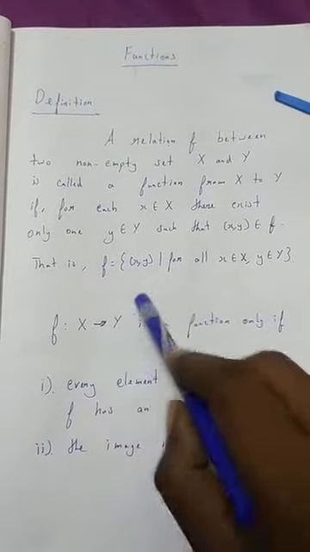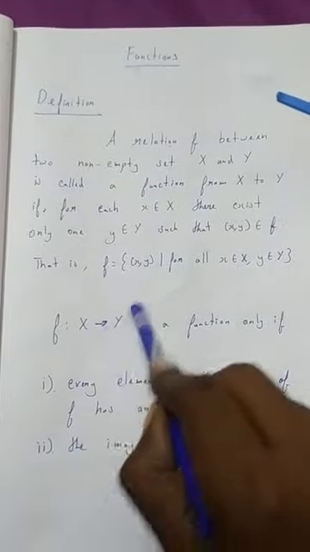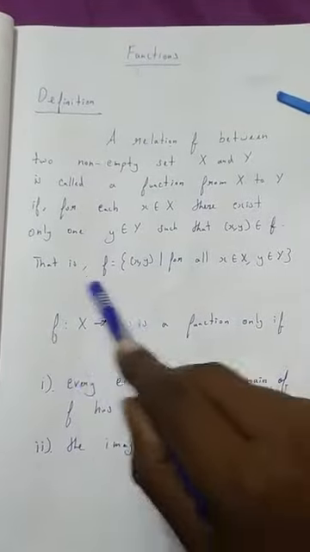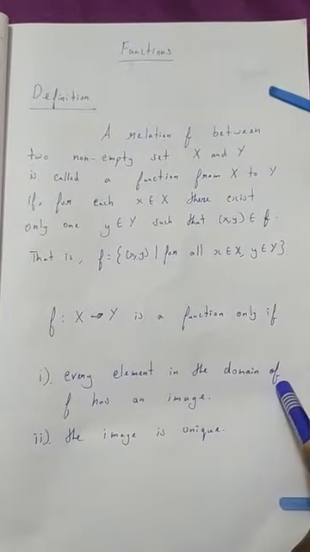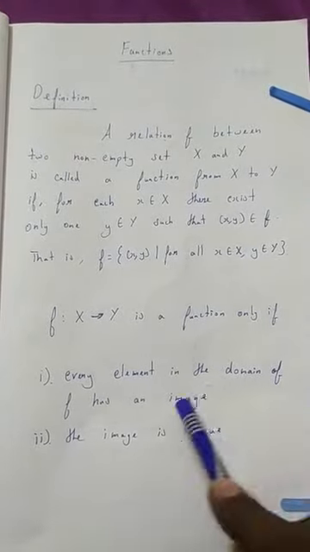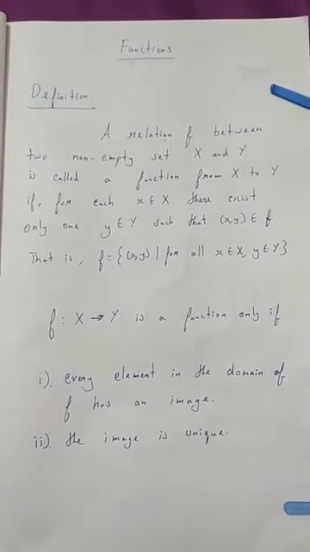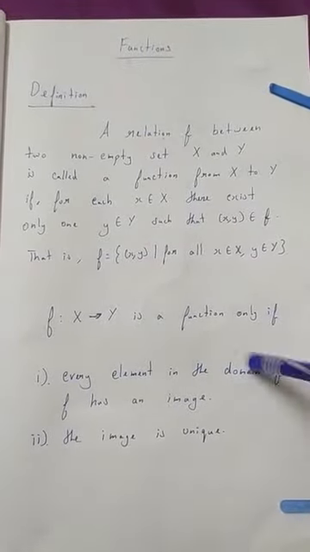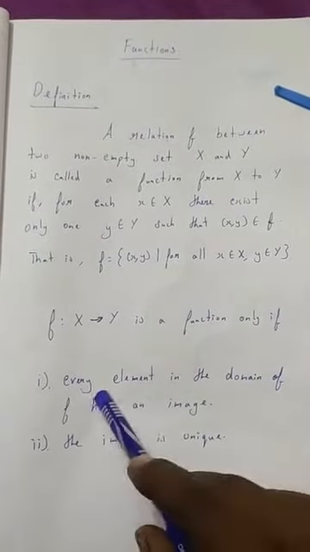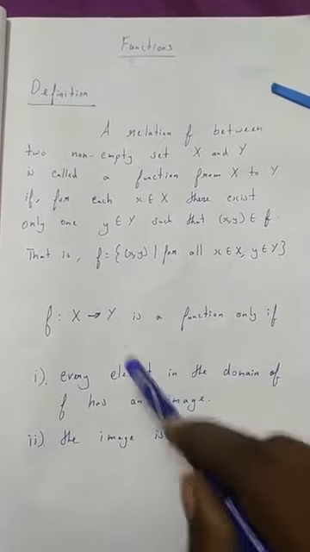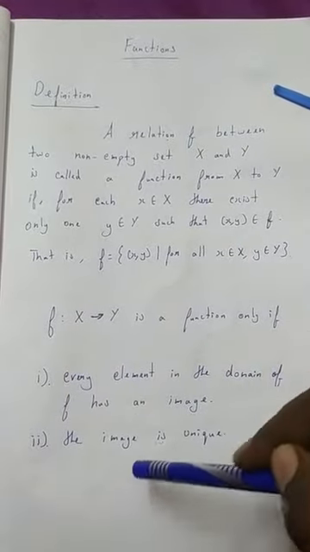A function should always be like this, f from X to Y. It is a function only if every element in the domain of f has an image, and the image is unique. So these two lines are very important. This is the condition for a function. Every element in the domain. What is called domain? The set of all the first elements is called the domain.